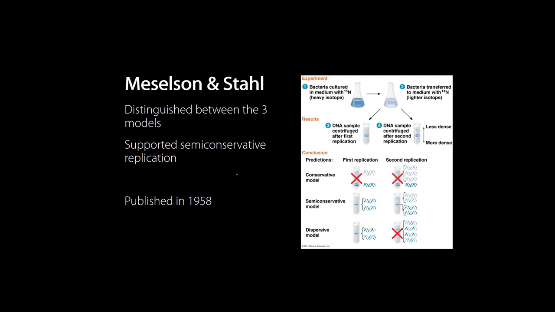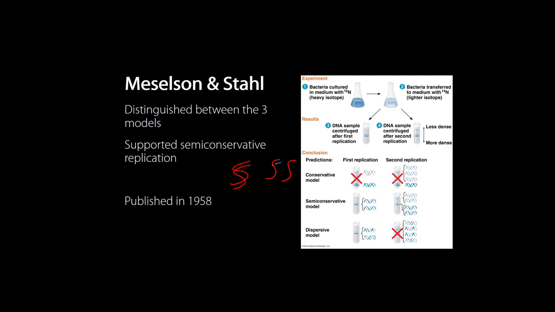And so if you think about it, if they take the old DNA, okay, so here's the old DNA, the cell's got that in it. Now the cell takes in the light nitrogen nucleotides and it builds it. So what would it do? Well, if it was semi-conservative, right, you would have half of the heavy nitrogen 15, and then the cell would use the light nitrogen to build the other one, right?